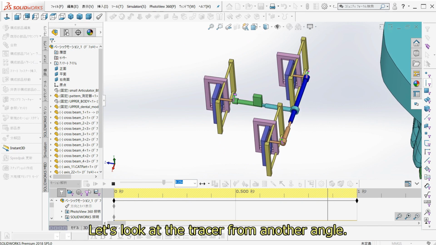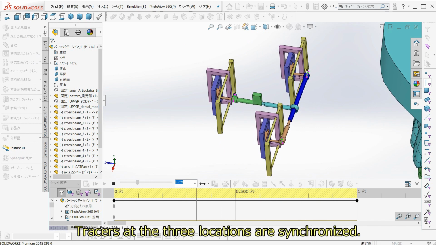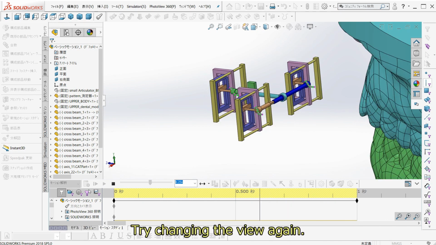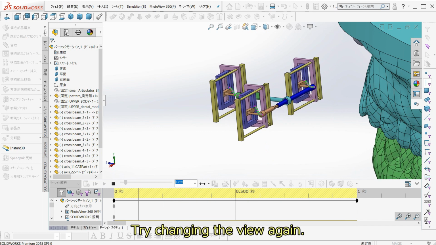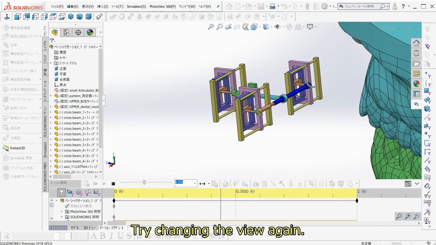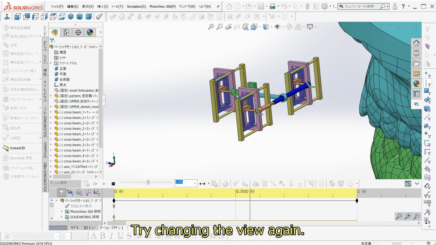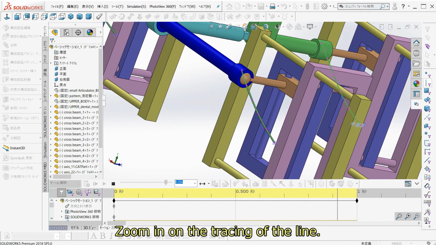Let's look at the tracer from another angle. Tracers at the 3 locations are synchronized. Try changing the view again. Zoom in on the tracing of the line.